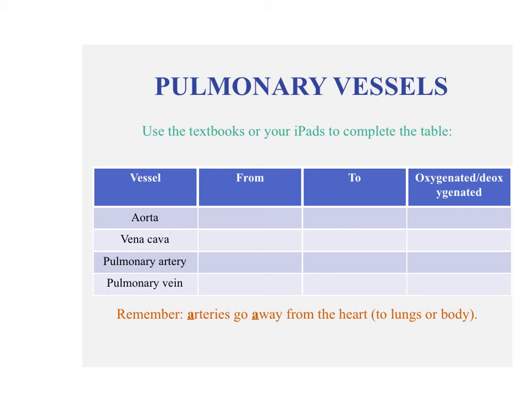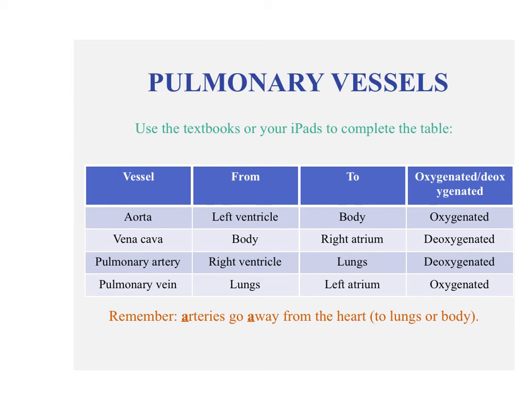So it could be as simple as it goes from the heart to the body, it goes from the lungs to the heart, that's fine. Or you can be specific and say that it goes from the left ventricle, say, to the systemic circulation. Up to you. I've got the quite simple answers, but if you wanted to add that extra detail based on what we've done today, go for it. And also whether it's oxygenated or deoxygenated blood. So pause now and play again when you're ready.